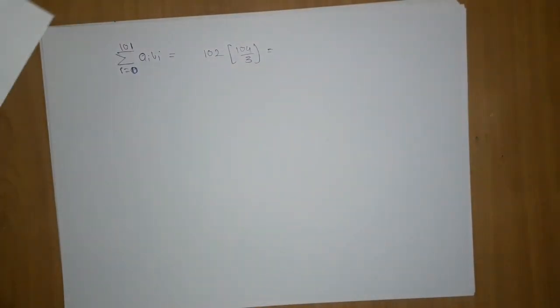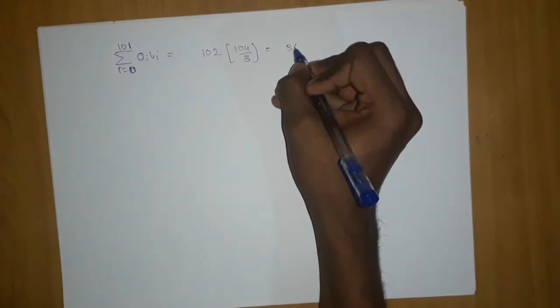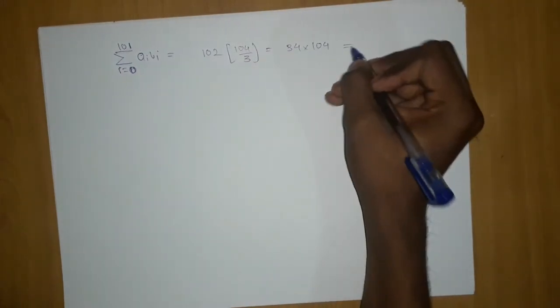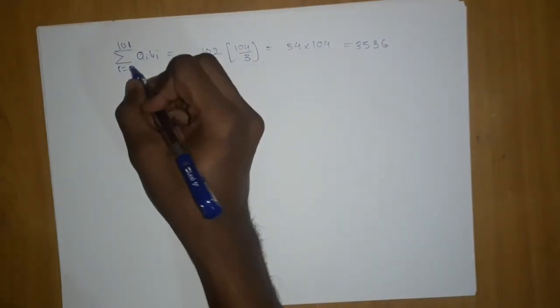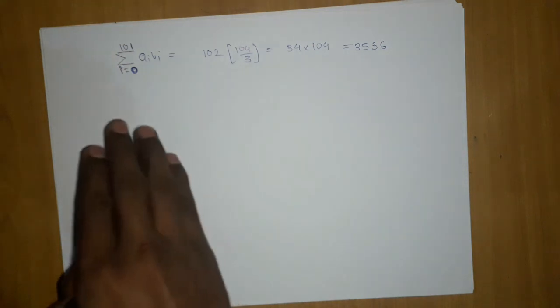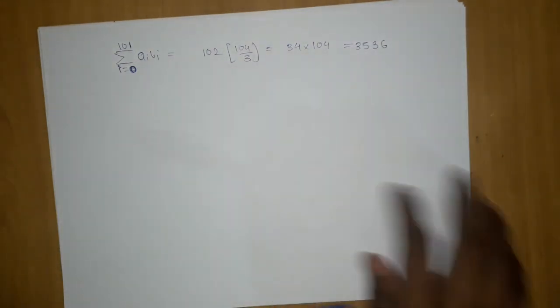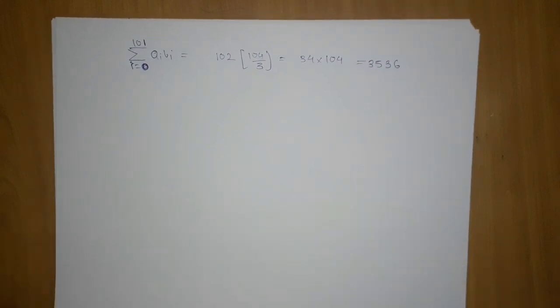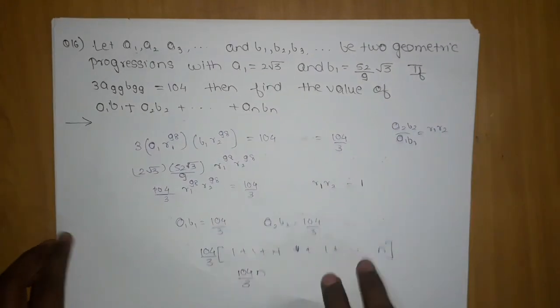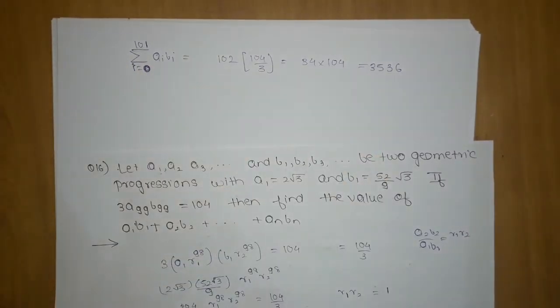Let me calculate. We would have got 34 into 104, and this will be equal to 3536. So the question has some error. If the question was from i equals 1, you have to find this thing, then the answer would be like this. So the book has some error, although I have cleared it. But what the actual answer should be, I have told that it should be 104 n by 3, and if the question was like this, the answer will be 3536.